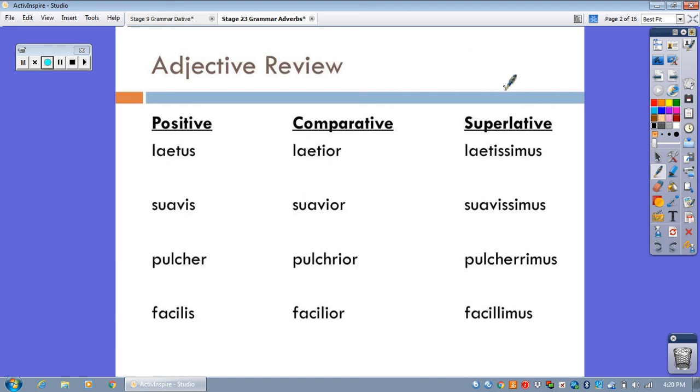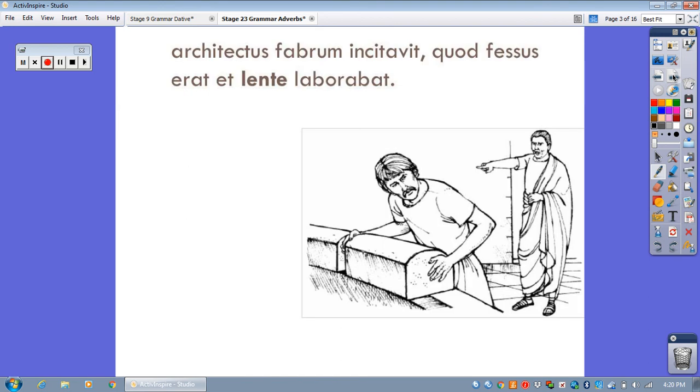All right? So now that we've reviewed adjectives, let's take a look at adverbs. Guess what? There will be positive adverbs, comparative adverbs, and superlative adverbs. And if you know the adjective, then we can form the adverbs fairly easily. Hey, look at this. You've actually seen lots of adverbs in sentences so far. Here are some sentences from the Green Book from pretty recent stages. The architect urged on the craftsman because he, meaning the craftsman, was fessus, he was tired, et lente laborabat, and he was working slowly.